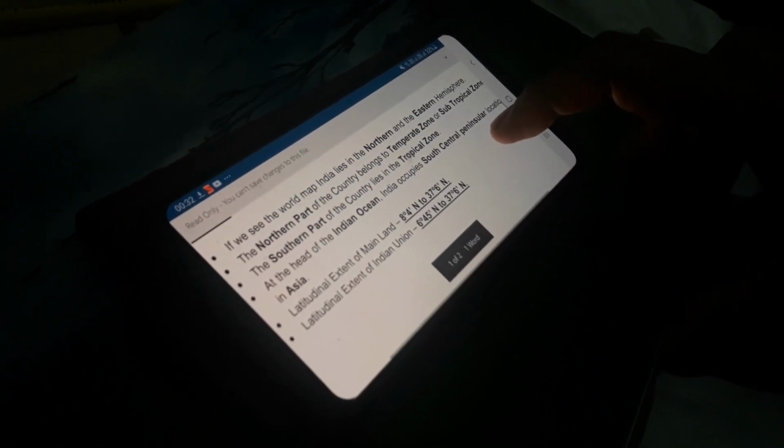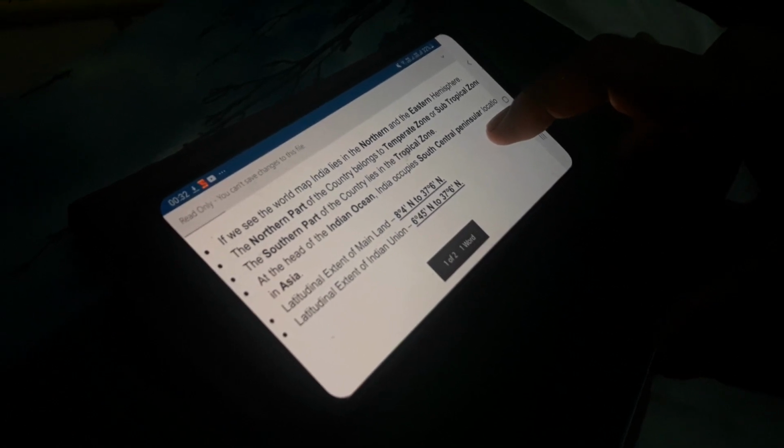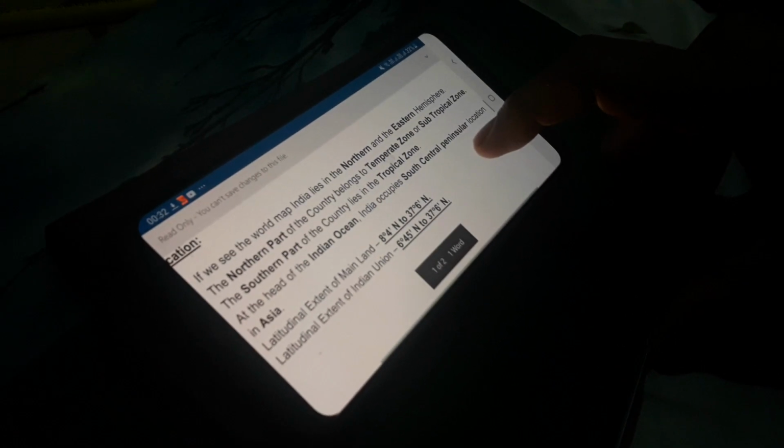Now I am going to detail the location of India. So if we see the world map, India is located above the equator, that is the northern part, and on the right hand side of the prime meridian, that is the eastern part. So what is the exact location of India? India is located in the northern and the eastern hemisphere.